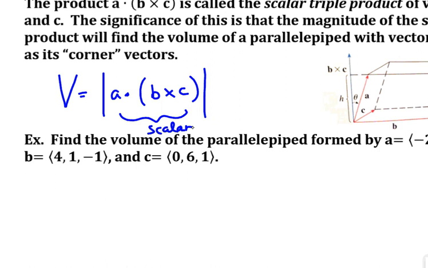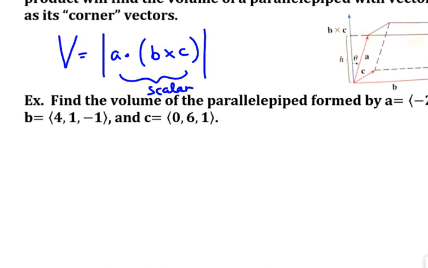Okay, so we have our example we're going to do here. I want you to practice by finding, so you do the hard part for me, B cross C right now. So I need B cross C for this one. So you find it.